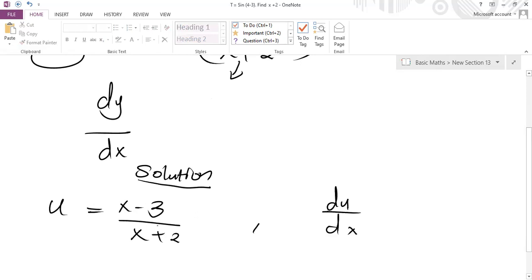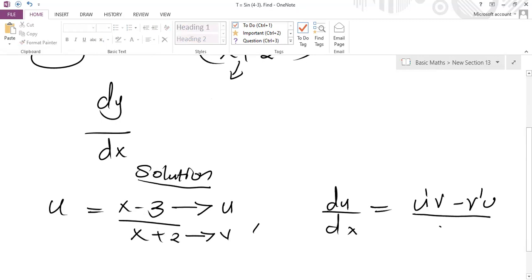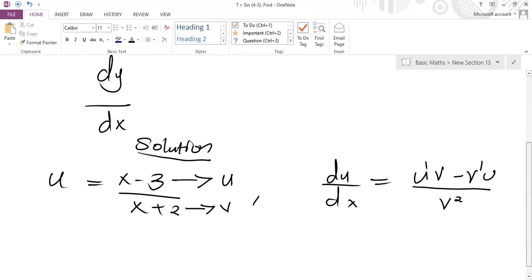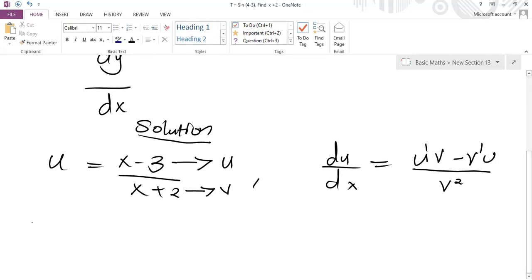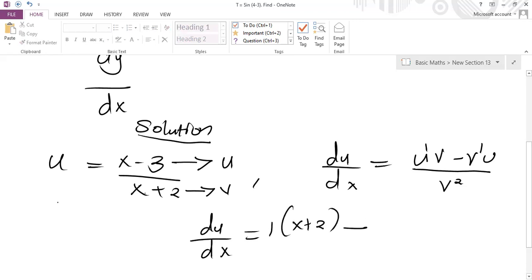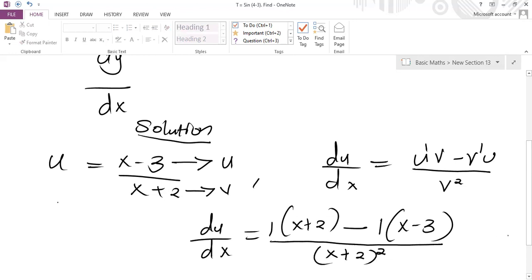If I am to differentiate this function here, I'm going to use the quotient rule. So let the function up here be u, let the one on the denominator be v, and using the quotient rule, we'll have u prime v minus v prime u, all this divided by v squared. So this is going to give us du dx is equal to our u prime. If you differentiate x minus 3, you get 1, multiply it with v, which is x plus 2, minus, if you differentiate x plus 2, you get 1, multiply it with u, which is x minus 3. All this divided by v squared. Our v is x plus 2, then we square it. So this is going to be our du dx.